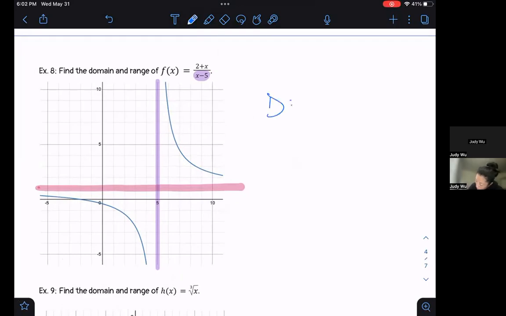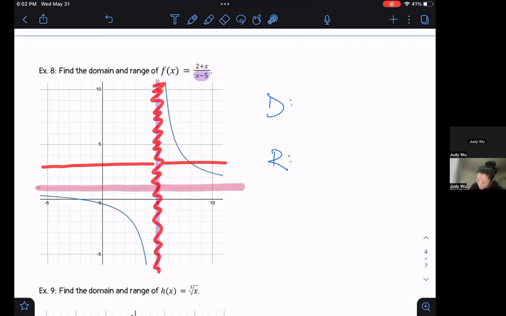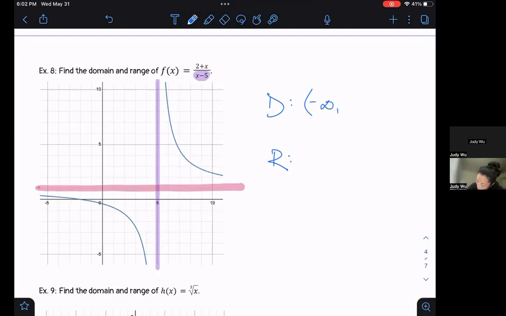Now, if we think about domain and range, our domain, if we're scanning from left to right, the problem is going to be this purple part, okay? So it turns out that our domain is everything here and then everything here, but it's not right at x equals 5. So our domain, we would write from negative infinity to 5 in union with 5 to infinity.